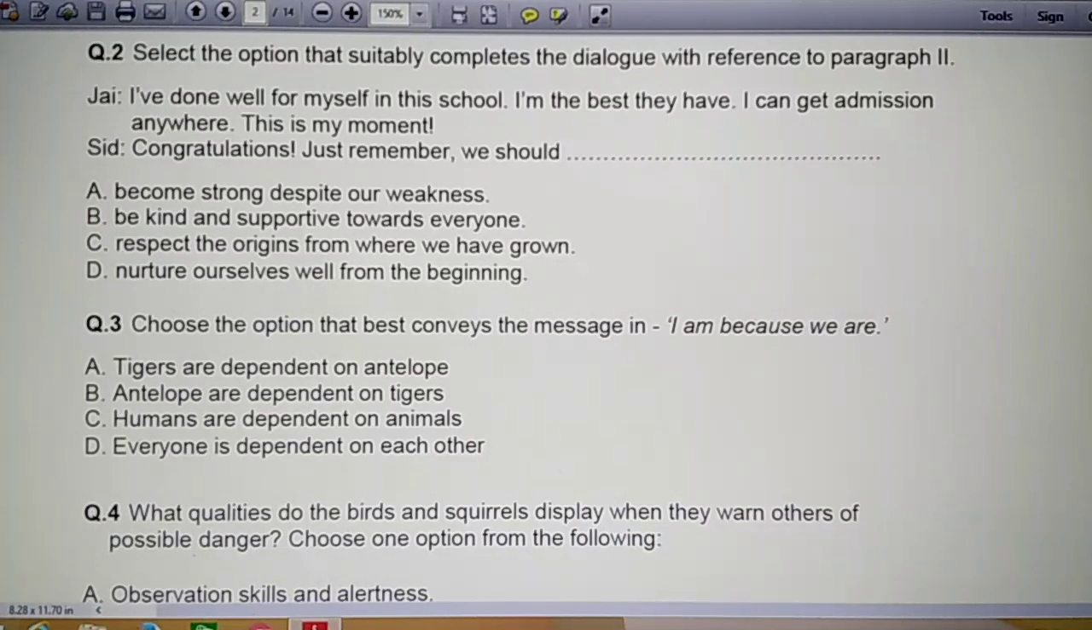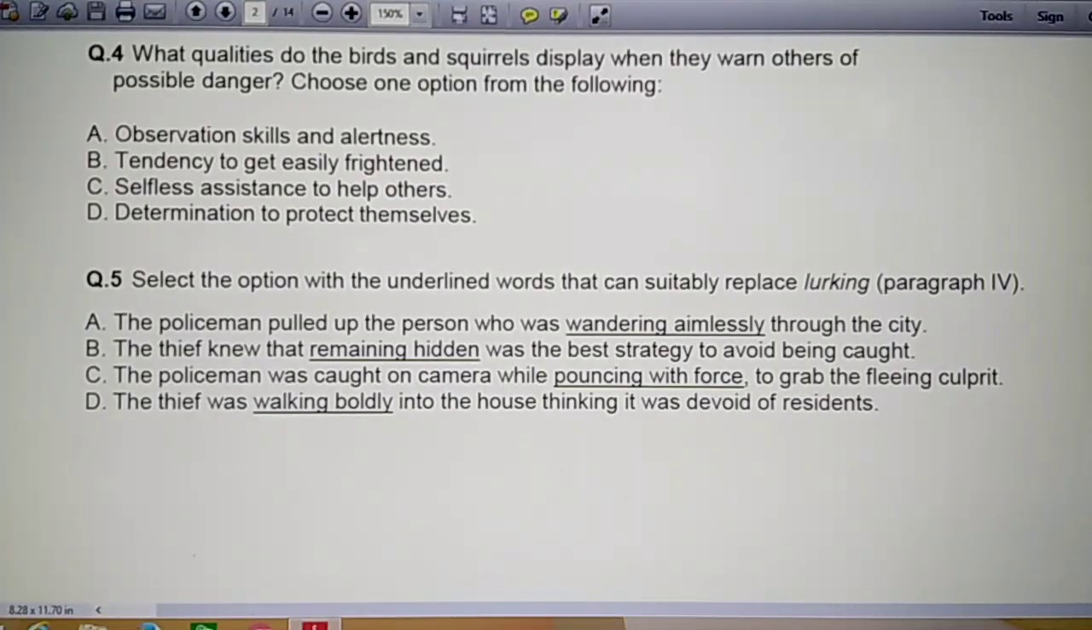Question number 3, choose the option that best conveys the message in "I am because we are." The answer for that will be D, everyone is dependent on each other. Question number 4, what qualities do the birds and squirrels display when they warn others of possible danger? Choose one option from the following. The right option for that will be C, selfless assistance to help others.